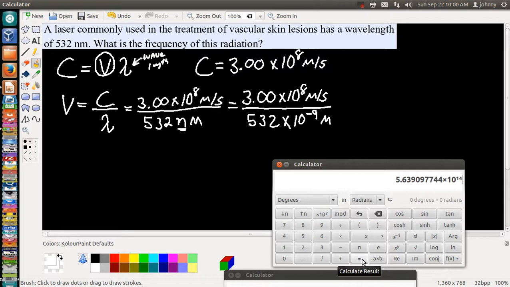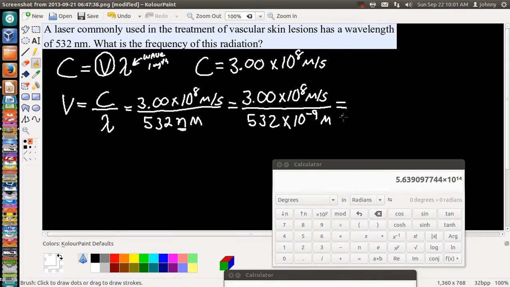And that's correct, but as far as sig figs, I need 3 sig figs because the original problem had 532 as the only number given, so I'll need to use 3 sig figs. So let's go ahead and do that. Equals 3 sig figs. So the 5 is significant, the 6 is significant. Now I need one more number. That one more number is going to be this 3, but to the right of that 3 is a 9, so it's going to change it to a 4. Now be careful, don't just stop here. Always check the ending of the problem. It's times 10 to the 14th.